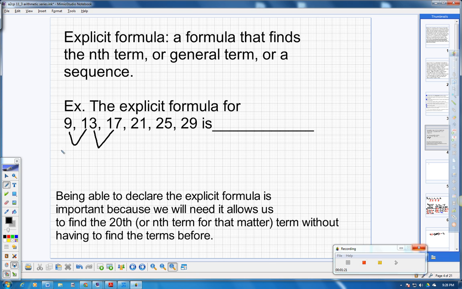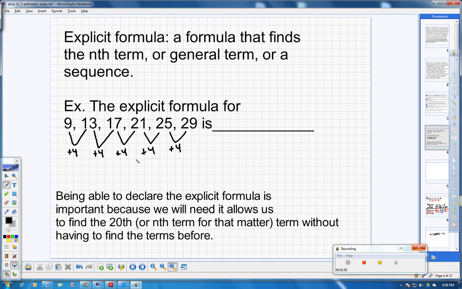If you take a look from 9 to 13, some people might type 13 minus 9 into their calculator. Either way, you're going to get plus 4. 13 to 17, plus 4. 17 to 21, plus 4. I always check them all. 21 to 25, plus 4, absolutely, and Yahtzee, got it. Because that stays plus 4 throughout the entire sequence, we know it's an arithmetic sequence, but we're not extremely concerned about that right now. We just want the explicit formula.